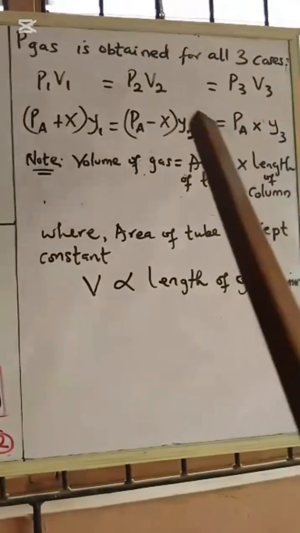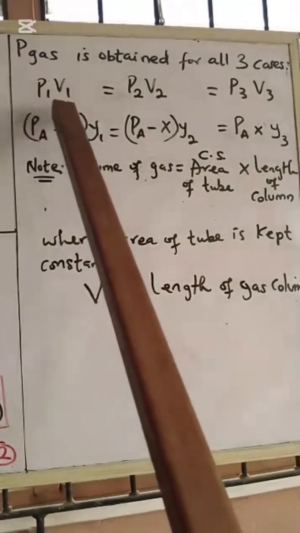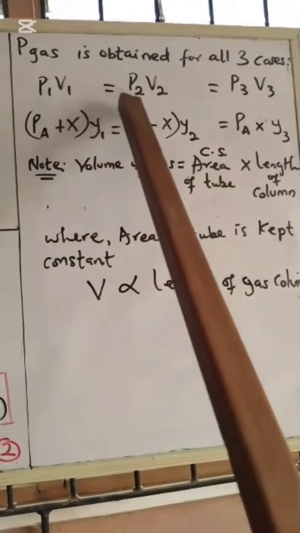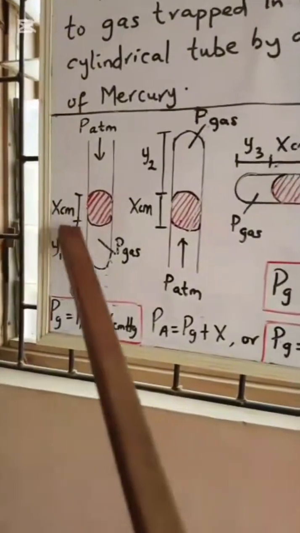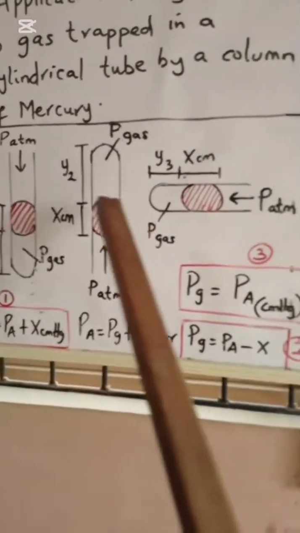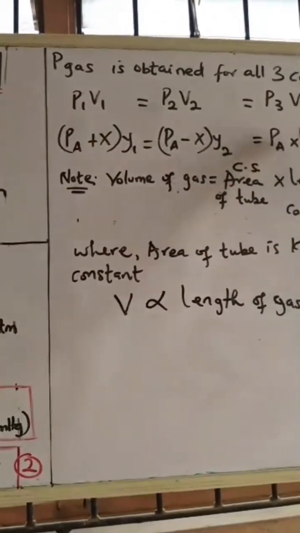Now you might be asking, where did I get this expression from? Remember, Boyle's law says P1V1 is constant, so it equals P2V2, which equals P3V3. So the pressure of the gas across these three cases, the product of pressure and volume, should be constant. That's Boyle's law for you.